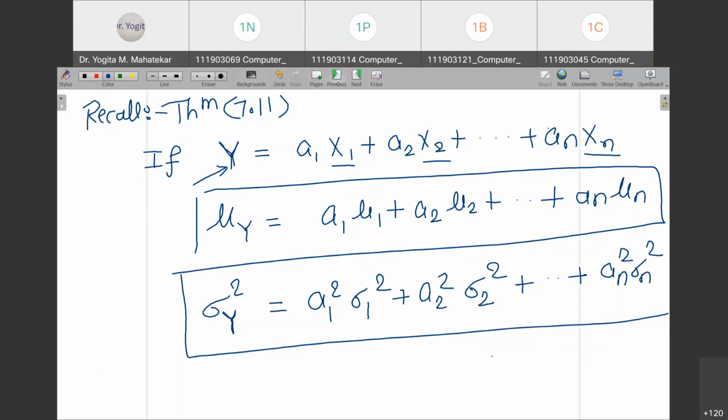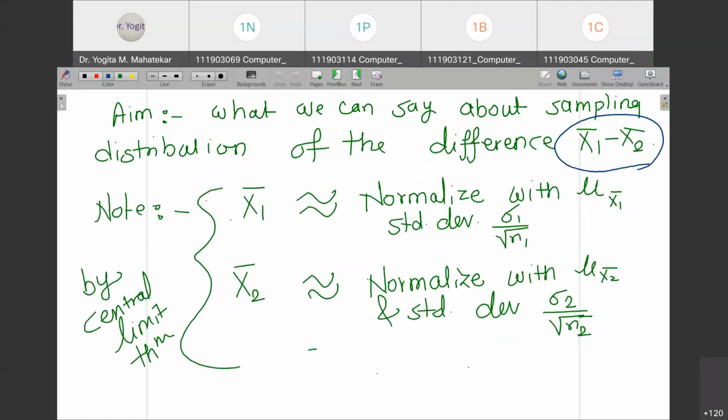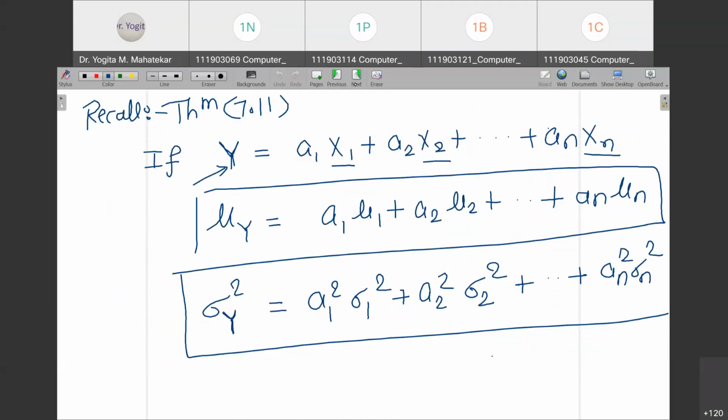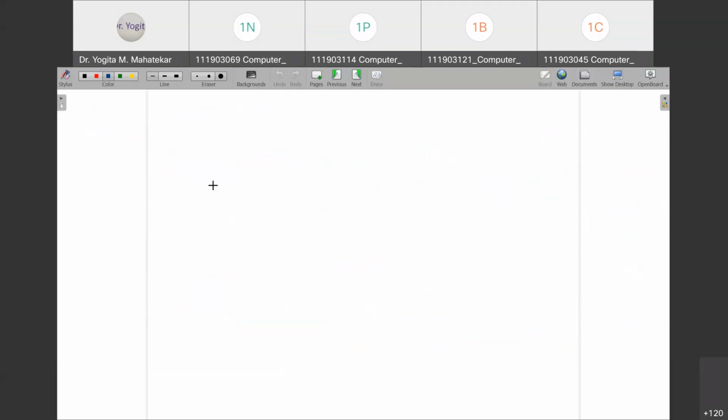Now tell me, what is your new random variable? What is my aim? I have to find the sampling distribution of the difference x1 bar minus x2 bar. So the new random variable is x1 bar minus x2 bar, to which I will apply this theorem. So what can you say about the average of x1 bar minus x2 bar with this theorem? What are a1 and a2 in this case? The new random variable is the difference between two averages.